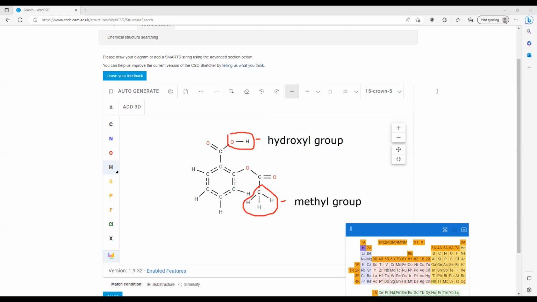So if your structure looks exactly like this, you're ready to do a substructure search. And again, I'm currently using the Sketcher version 1.9.32. In the future, they may have updated it, so the functions may not look exactly like the functions I use here, namely the drop-down menus, but the overall structure should look the same.